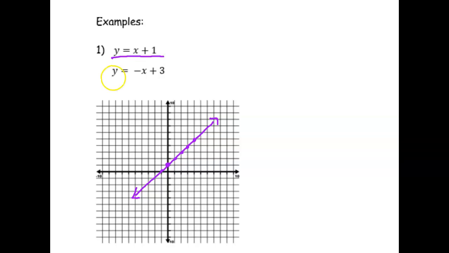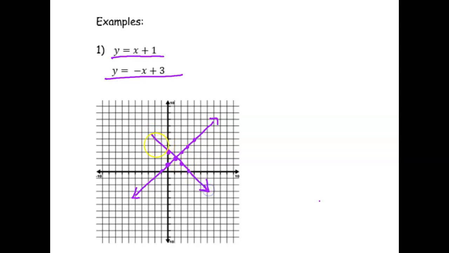Now the second line is y equals negative x plus 3. So for our y-intercept, we start at 3: 1, 2, 3. And our slope is negative 1, so we go down 1 and over, down 1 and over. So there's our second line.